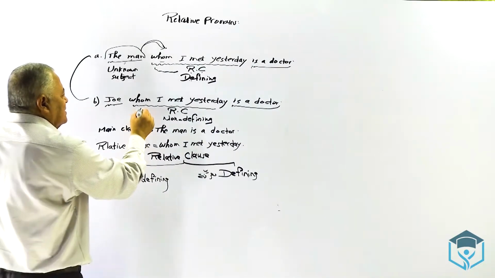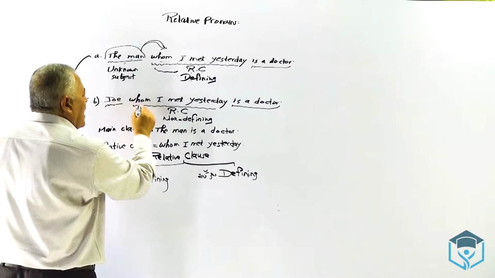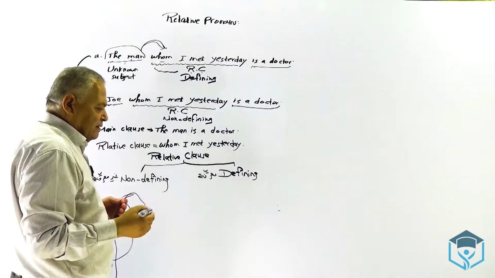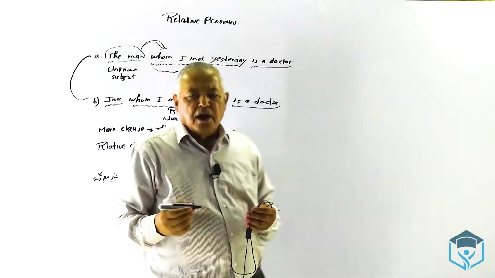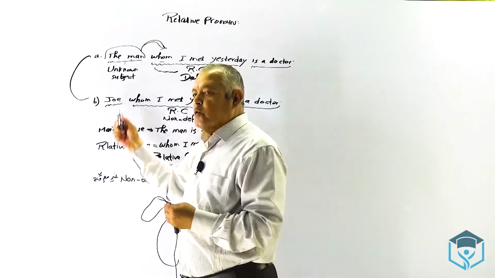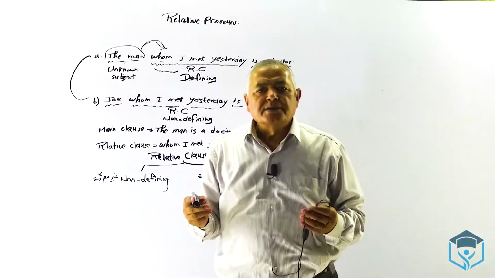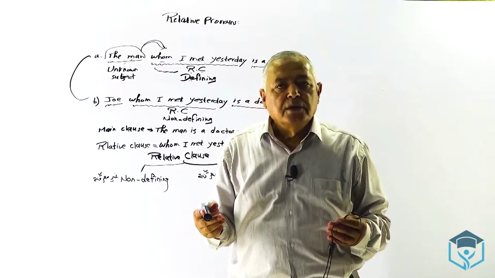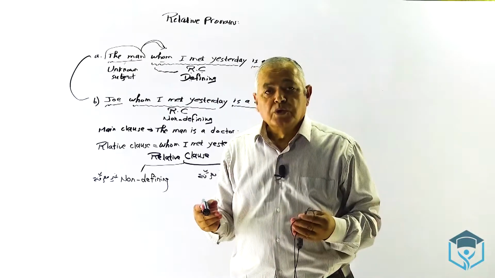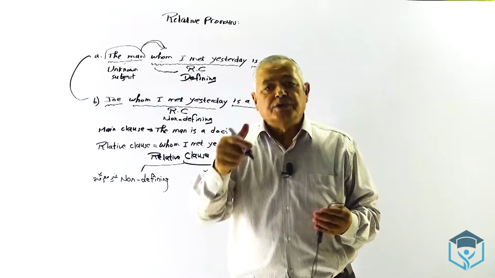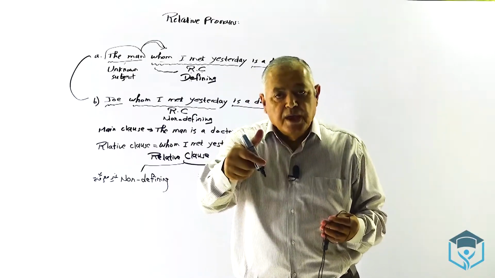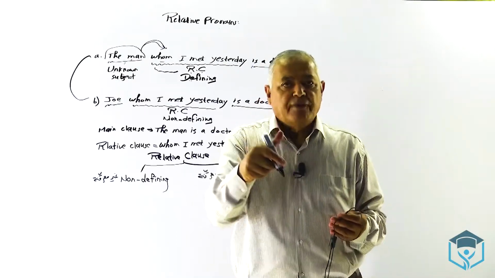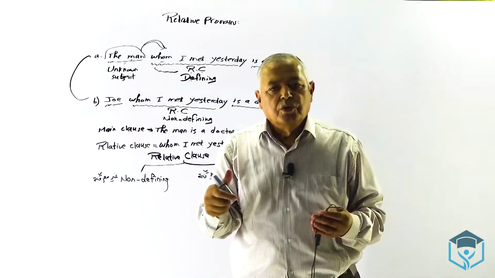Why this one is non-defining? Let me explain once more. When I start a sentence saying Joe, you can't ask which Joe, sir. Why? Because when I start saying Joe, this means that I and you have to know Joe.